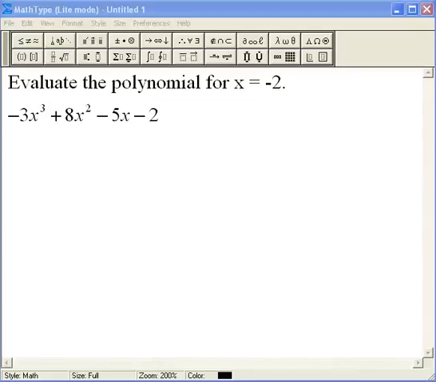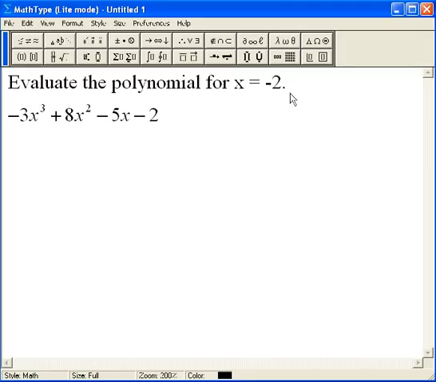To evaluate a polynomial, what you need to do is the following. You're going to replace the value of -2 for every x you see in the polynomial. Okay, so the idea is replace each of these x in the polynomial with the value of -2.